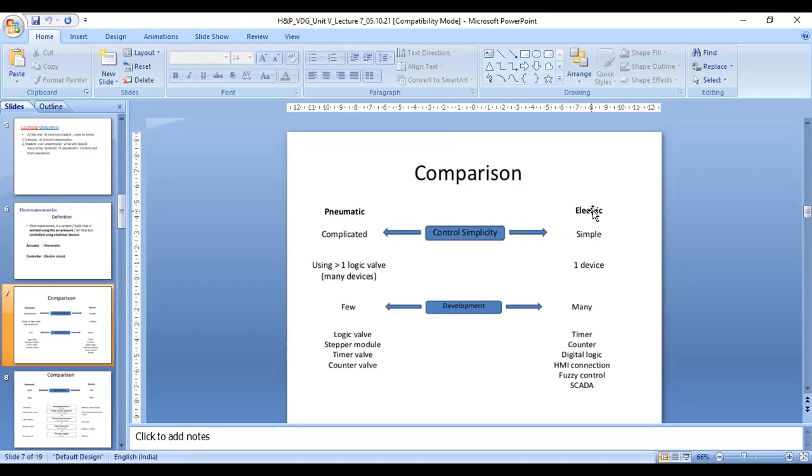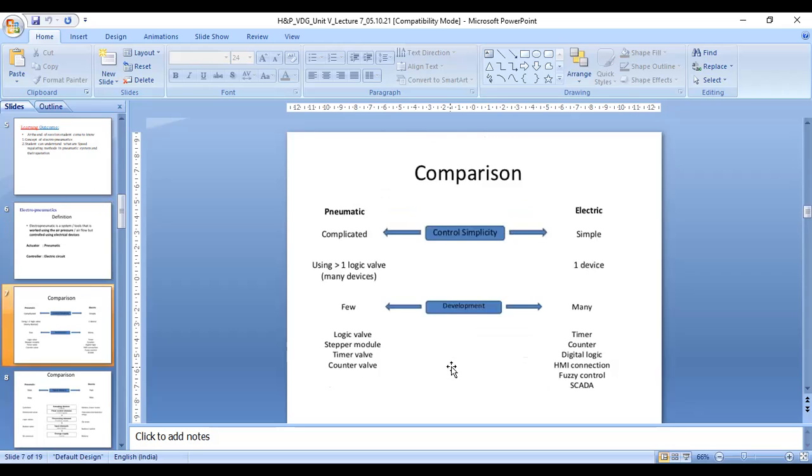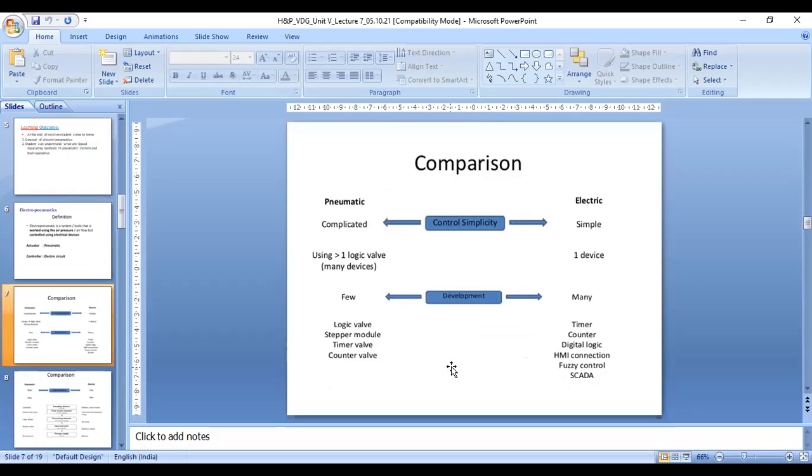Comparison of pneumatic versus electric. Pneumatic control is complicated, electric is simple. Using one logic valve, many devices can be controlled. Electric offers logic, stepper module, timer, counter, digital logic, HMI connection, fuzzy control and SCADA.